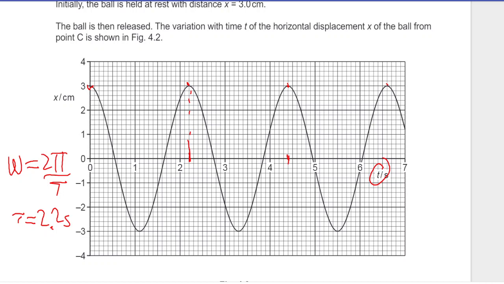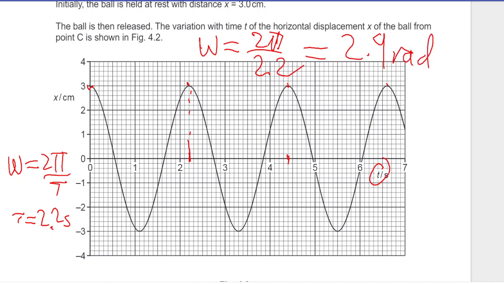So omega will be equal to 2 pi over 2.2, which gives you 2.9 rad per second. Please remember to work in radians. Your calculator should be in radians for you to work this question. So that will be about 2.866, which can be rounded up to 2.9.